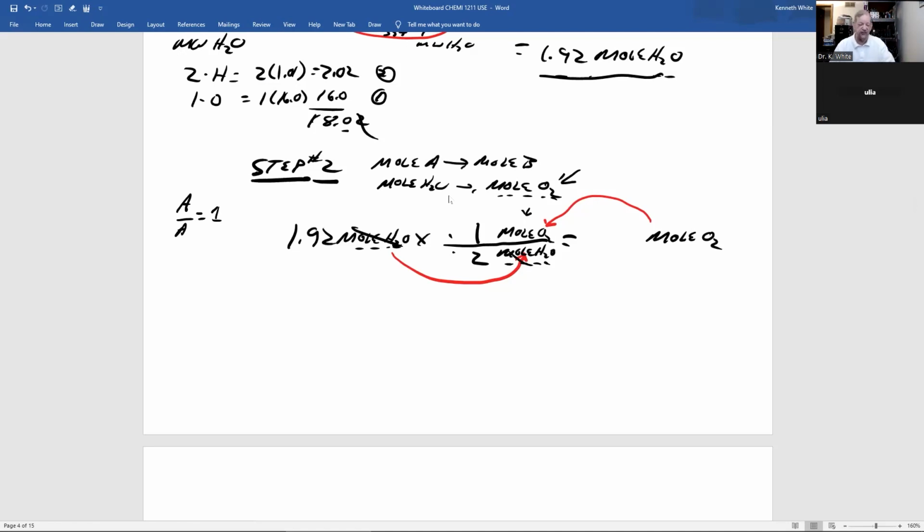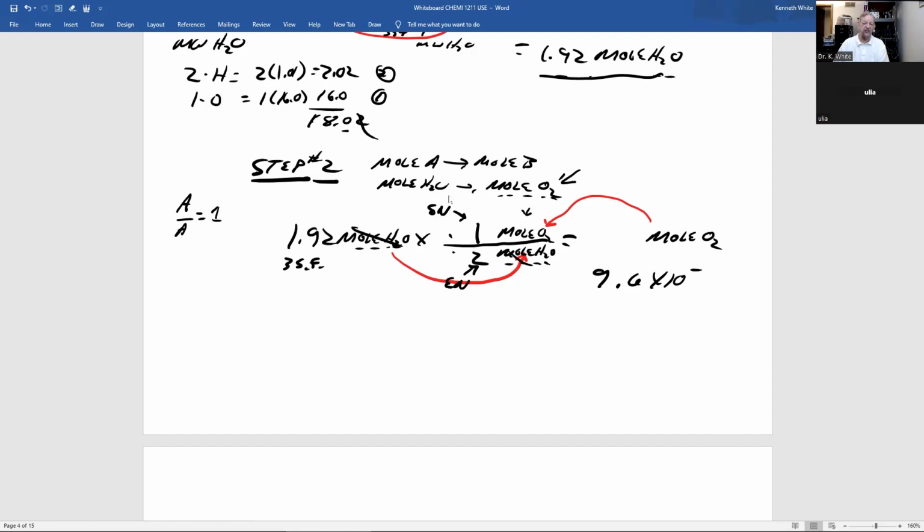Remember, this is going to be 3 steps. So now I'll pick up my calculator, clear it. 1.92 times 1 divided by 2 gives me my answer on the calculator. But this is 3 significant figures. This is an exact number. This is an exact number.